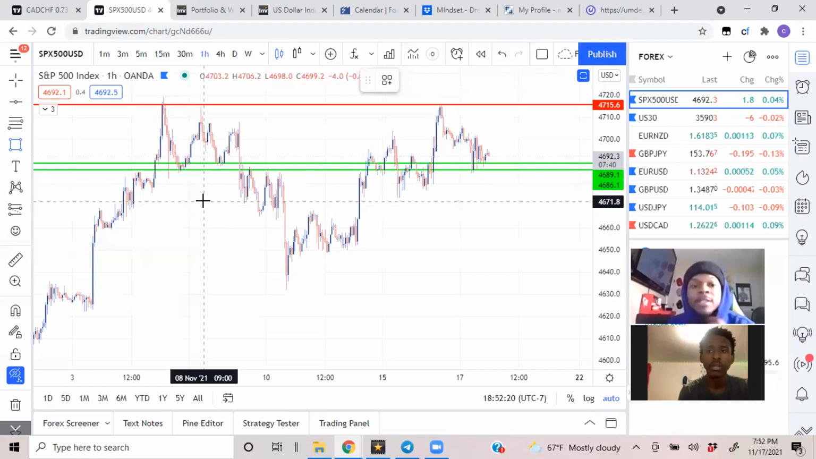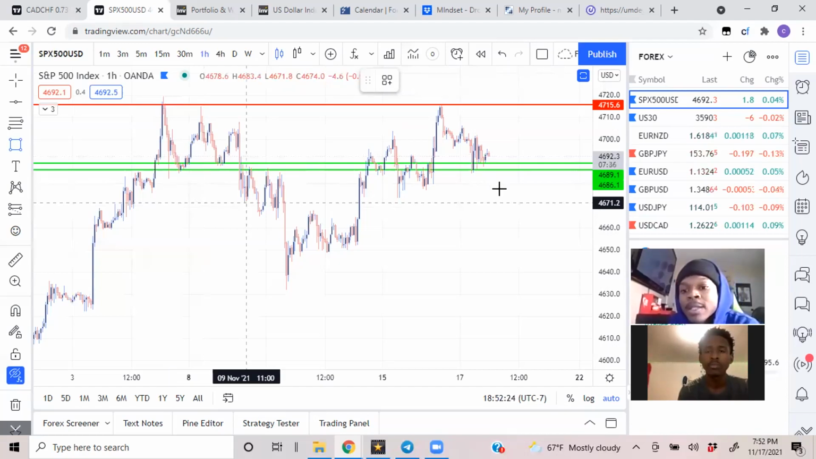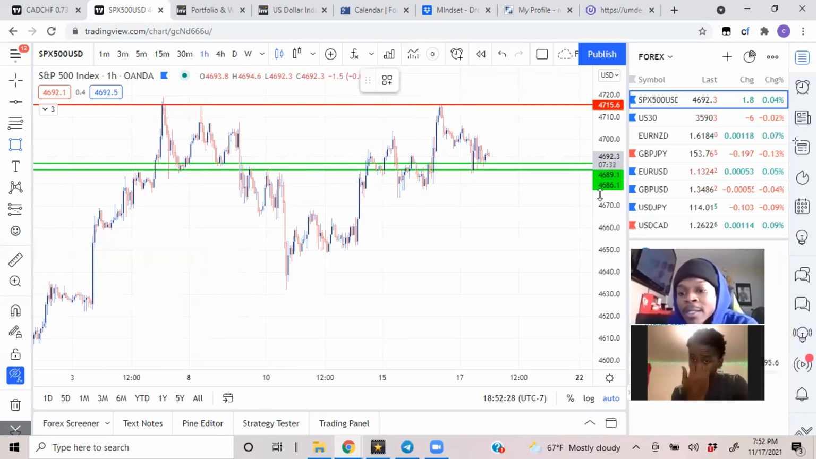Yes, in a way. So instead of looking at a specific price, let's look at the green lines on my screen. My first green line is at the price of 4,686. You see that? So it's at 4,686. And then my other support line is at 4,689.